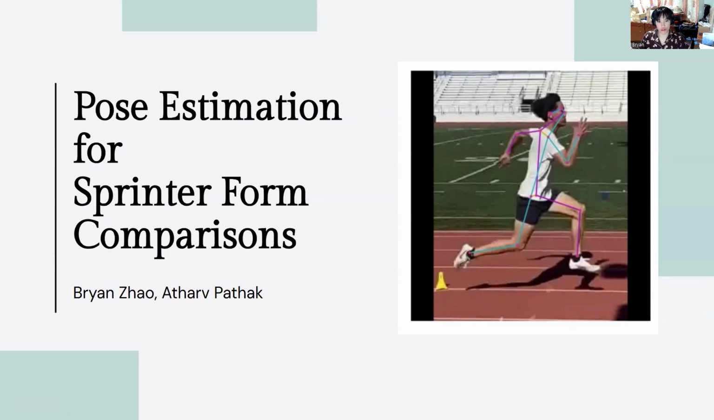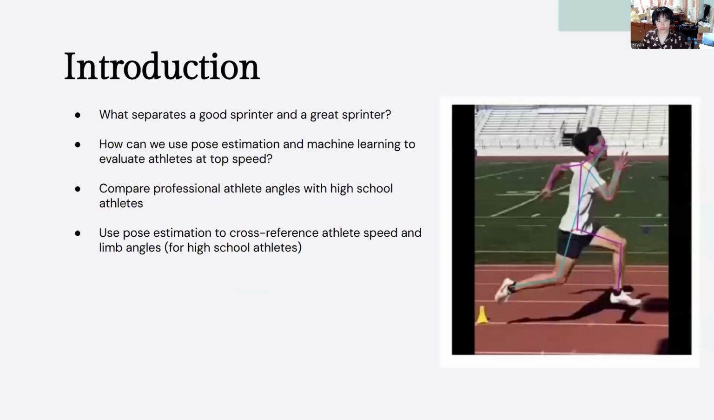We chose to research the effects of limb angles and ground contact times on sprinting using pose estimation and machine learning. As a high school track and field athlete, I spent a lot of time wondering what makes a sprinter so fast. I wanted to figure out why athletes like Usain Bolt, Asafa Powell, and Tyson Gay were so much faster than the average athlete. So I used data science to compare high schoolers and professionals.